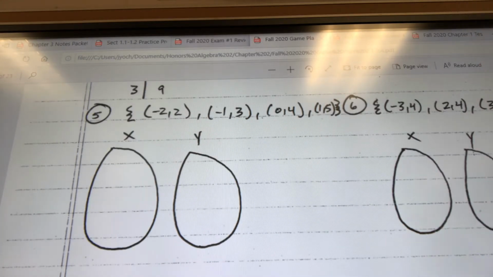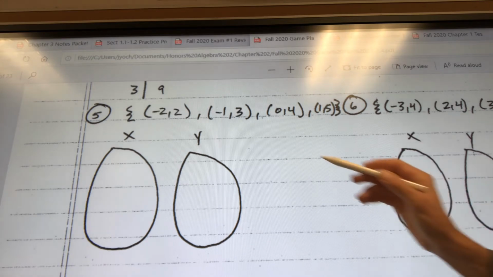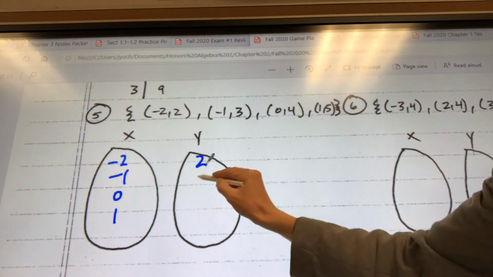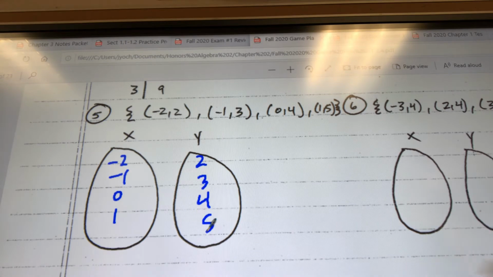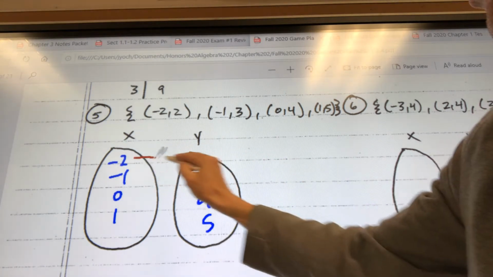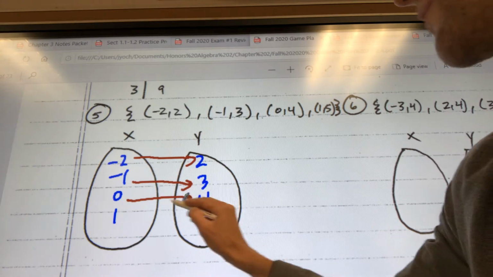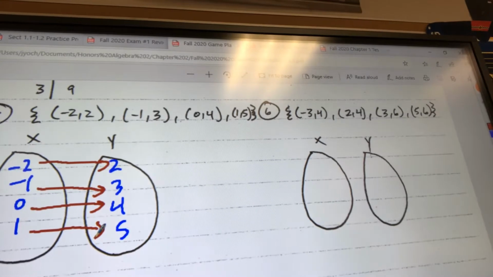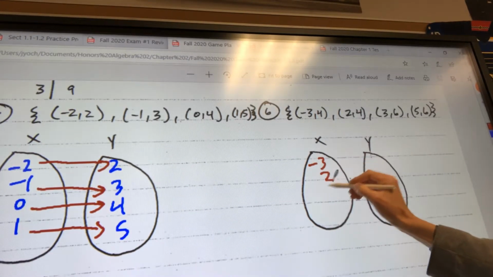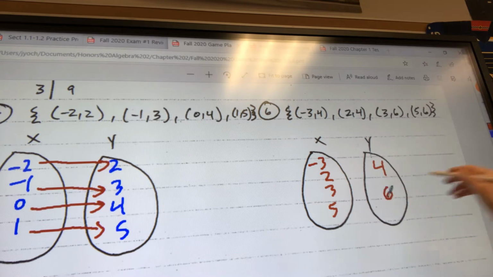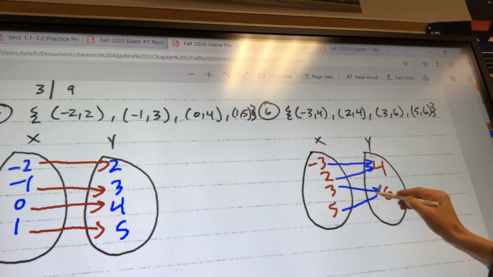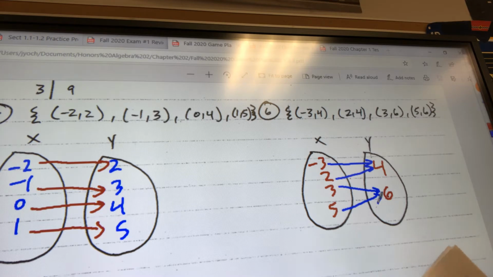Here's number 5, just in case you missed. We're making a mapping diagram. We put the x's in the x-pad. We write only the distinct, the unique numbers, and then we map the x's to the y's. This was a one-to-one function. We said there was no cheating, boys. -3, 2, 3, 5, 4, and 6. This is a function because every x is mapped only to one y. It's not one-to-one, though. That's what we said in class.